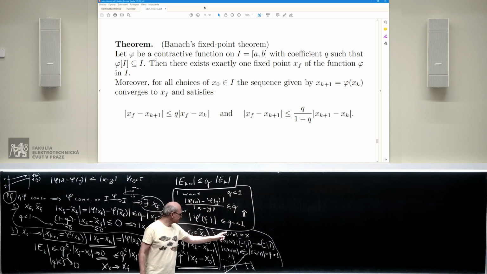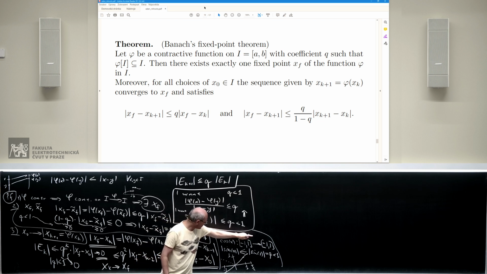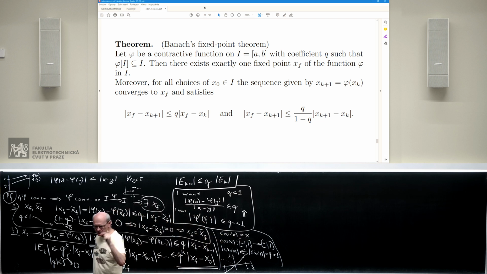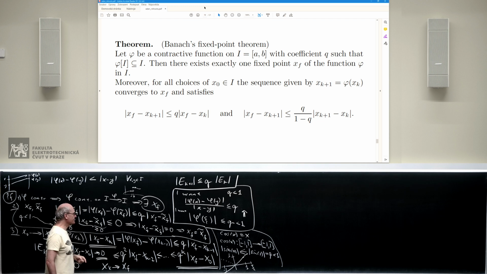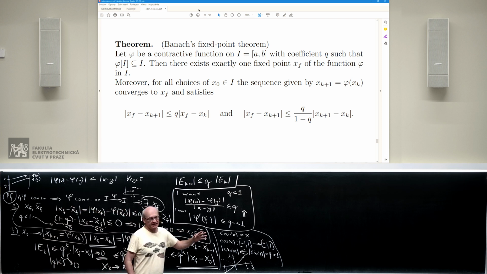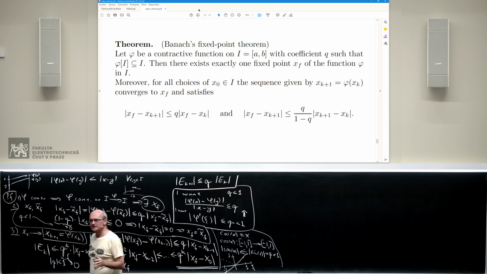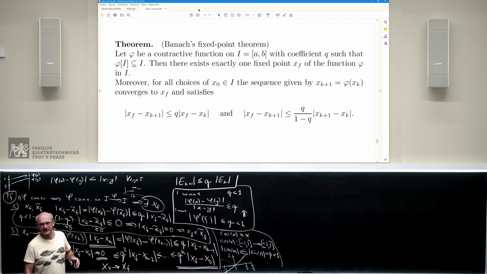The function cosine is a contraction on the interval -1, 1, and therefore, according to the Banach fixed point theorem, our business with iteration will definitely work. And it did work. So this theorem is the main tool for the fixed point iteration. And as a theoretical tool, it's wonderful. But there are some, let's say, practical complications.